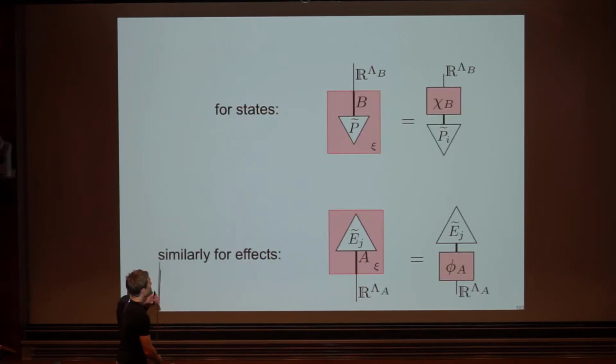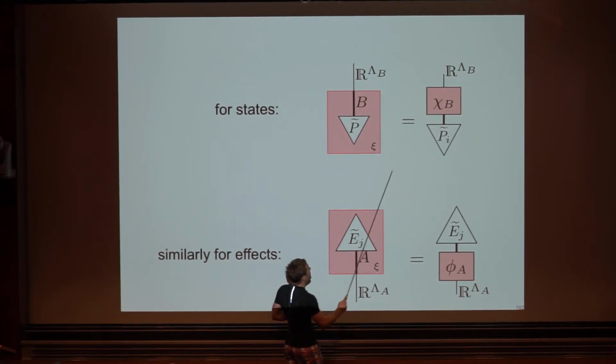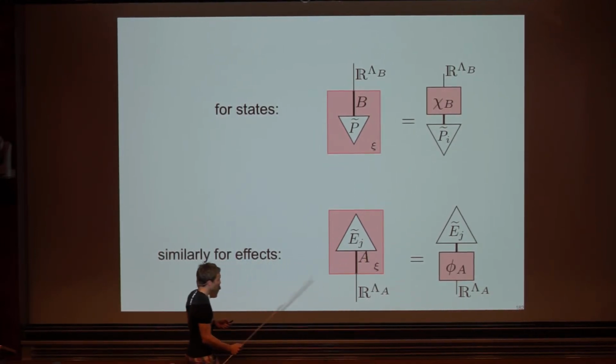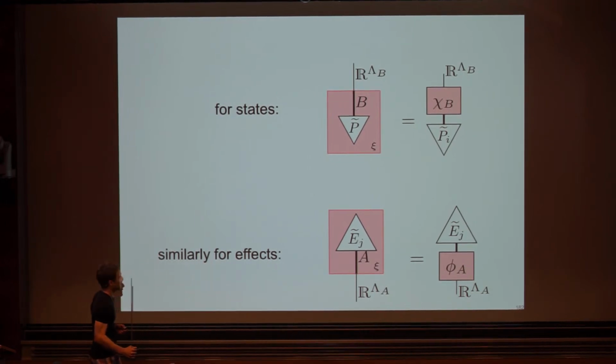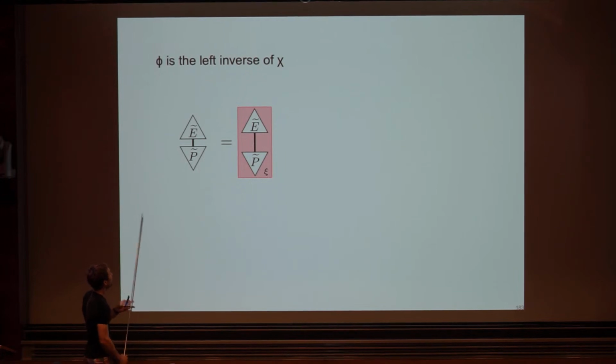Now, it has to be that this phi process here is somehow related to this chi process, because they're both coming from this single diagram-preserving map. So what's the relationship between phi and chi? Well, for starters, we can show that phi is the left inverse of the chi process.